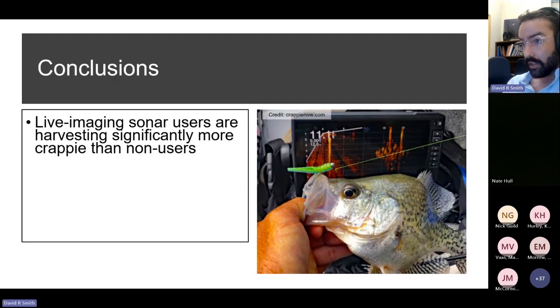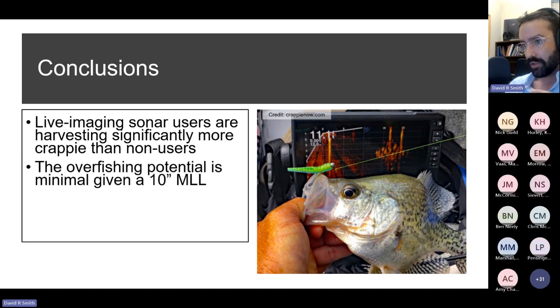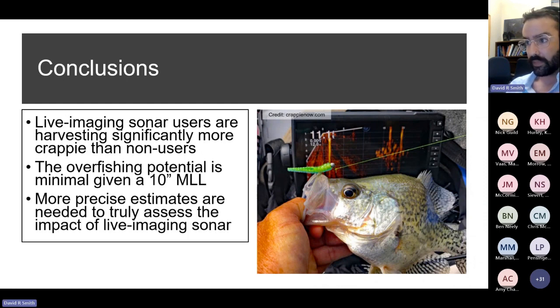So to conclude, live imaging sonar users are harvesting crappie at significantly higher rates than the non-users. The overfishing potential in our simulations was low, but it's important to note that this is all relative to a 10-inch minimum length limit, which shows that this is a pretty effective tool at minimizing recruitment and growth overfishing. However, when we run simulations without this 10-inch minimum length limit, it really changes the output of the age-structured model. So it's important to put all this in context of that regulation and understand that we're going to observe different things where there might not be a minimum length limit, or there might be a 9-inch or 8-inch minimum length limit. And ultimately, more precise estimates are needed to truly assess the impact of live imaging sonar.